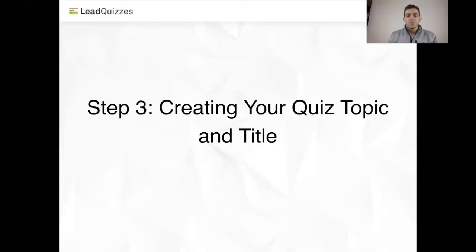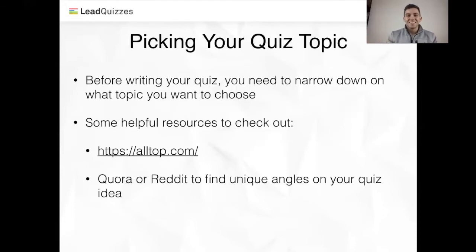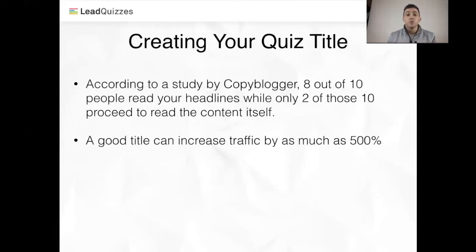So step 3, we have creating your quiz topic and title. So when you're picking your quiz topic, before writing your quiz, you need to narrow down the specific topic that you want to choose. So there's a couple of helpful resources that we have for this as well. A great website is alltop.com, where you could find different topics in your niche that people are really talking about. And then another one that I really like is either Quora or Reddit, where you could find unique angles on your quiz based on what people are asking and what they're talking about. So check out those resources. It'll really help get the juices flowing and brainstorm a great quiz topic.